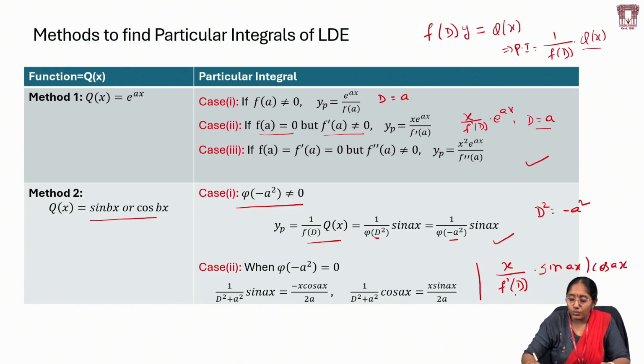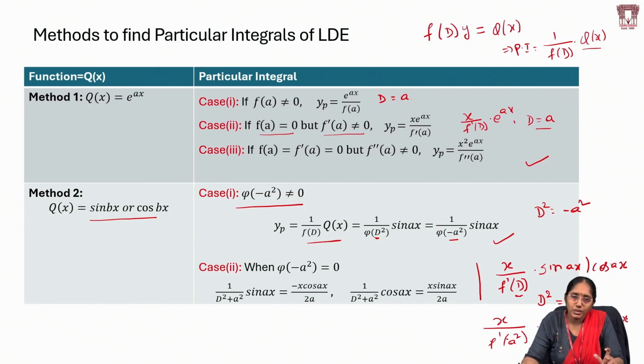Then wherever D square is there in the denominator, D square is replaced with minus a square. Then x by f dash of minus a square into sin ax or cos ax. This is the other method.